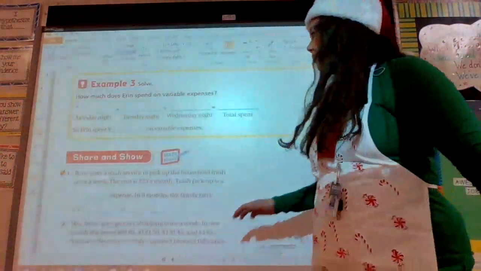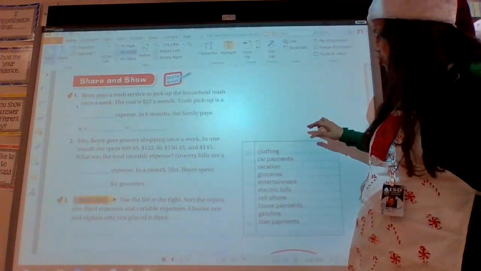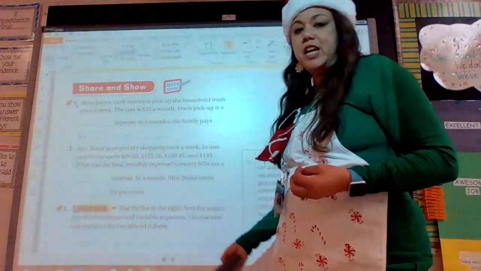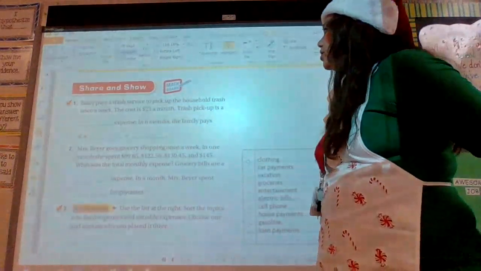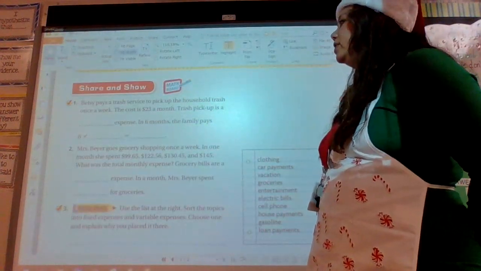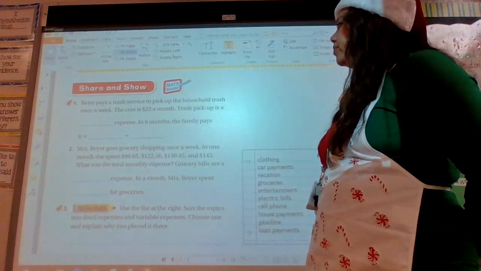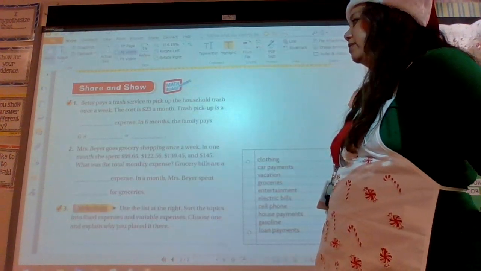Okay. Let's go ahead and move up and let's see what these show and share. Okay, so now let's see if we really understand variable and fixed expense. Betsy pays a trash service to pick up the household trash once a week. The cost is $23 a month. Trash pickup is a what kind of expense?